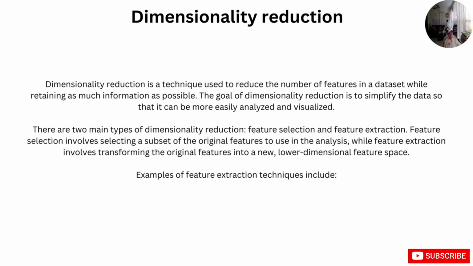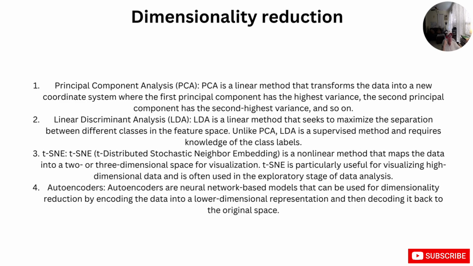Feature selection involves selecting a subset of the original features to use in the analysis, while feature extraction involves transforming the original features into a new, lower dimensional feature space. Examples of feature extraction techniques include: 1. Principal component analysis. PCA is a linear method that transforms the data into a new coordinate system where the first principal component has the highest variance, the second principal component has the second highest variance, and so on.